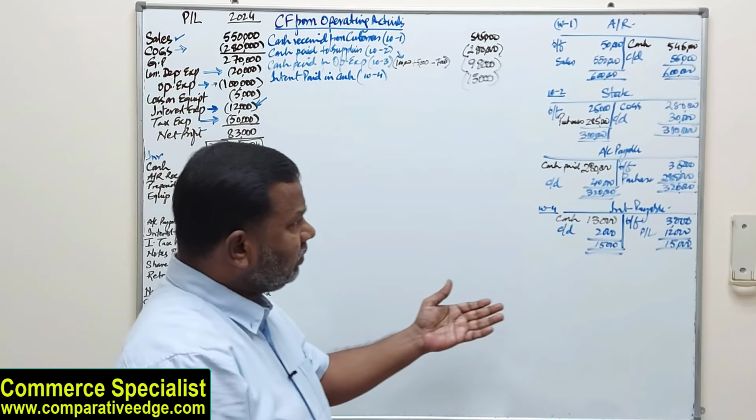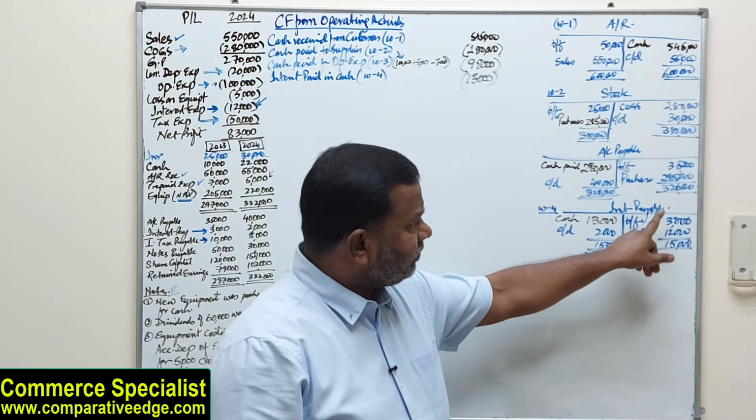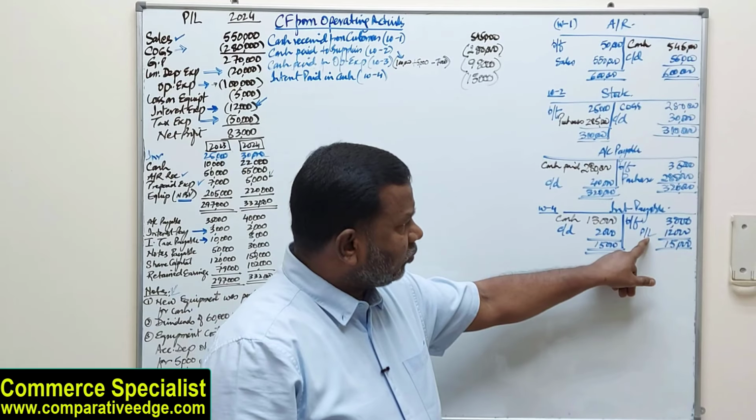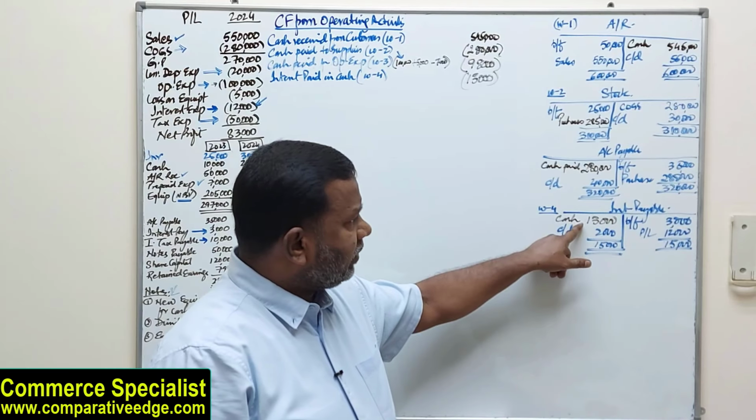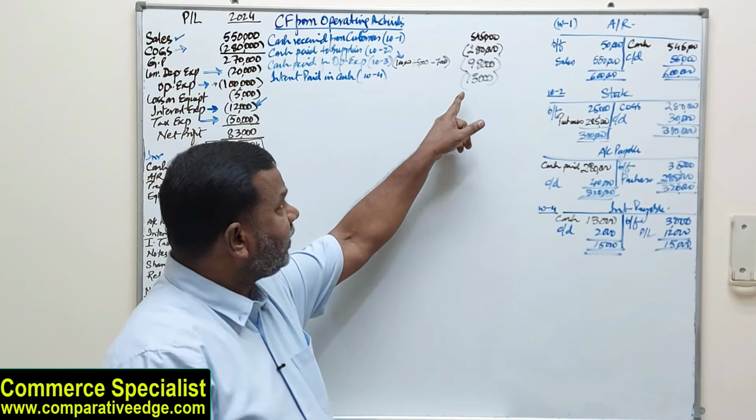Okay, so I'm explaining again. Opening balance of interest payable 3,000, interest for the year 12,000, total interest payable 15,000, paid 13, closing balance 2. So what is paid we take here.